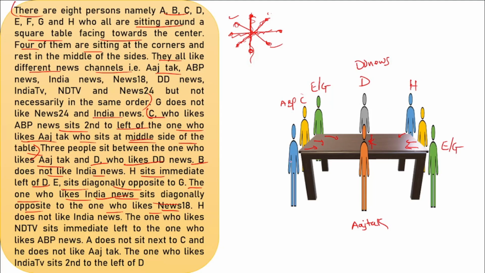H and these blue guys are the places, and E and G are the places for India News and News 18. So let's hold this point. Now H does not like India News. H is not the guy who likes India News.